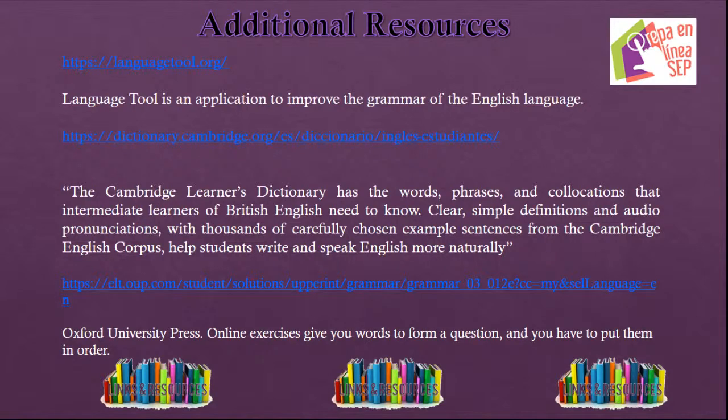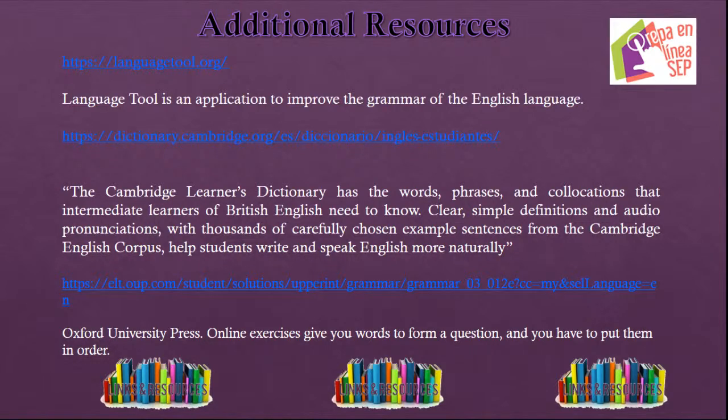Okay, so we have the additional resources on the news forum and on the learning forum. I have in this section the Language Tool, an application to improve the grammar of the English language. The Cambridge Dictionary has the words, phrases, and collocations that intermediate learners of British English need to know. Clear, simple definitions, pronunciations, with thousands of carefully chosen examples help students write and speak English more naturally. So I have to give you this lecture because it's precisely this dictionary. You can use it confidently, it's helpful for you.